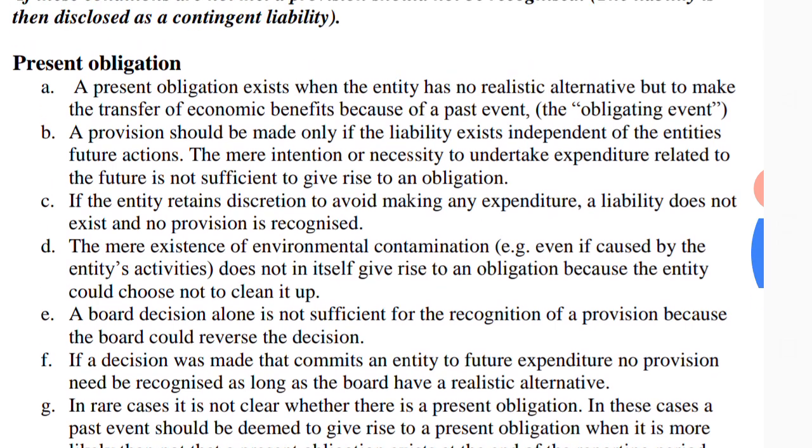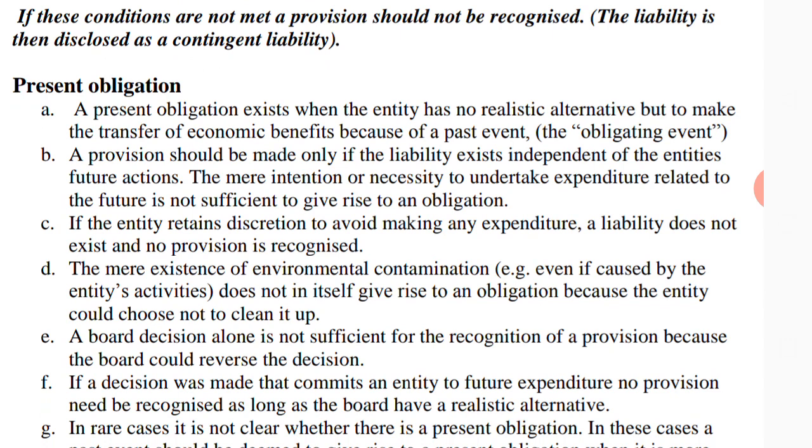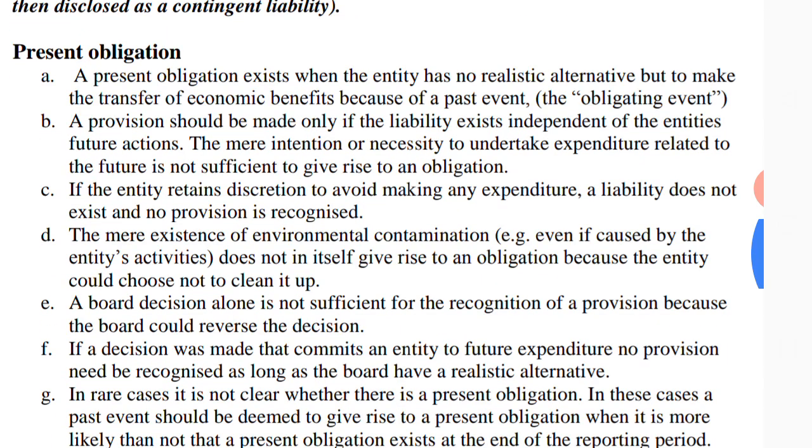Now let's look at a present obligation. A present obligation exists when the entity has no realistic alternative but to make the transfer of economic benefit because of a past event. A provision should be made only if the liability exists independent of the entity's future actions. For you to say it's a present obligation, the liability must exist independently.